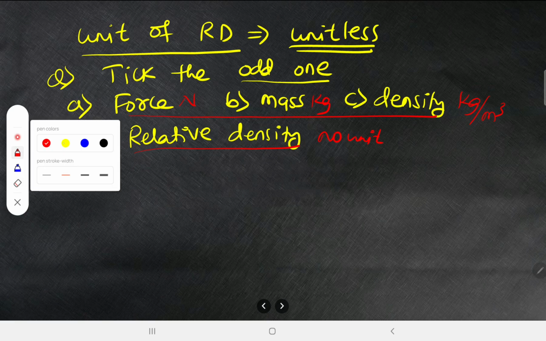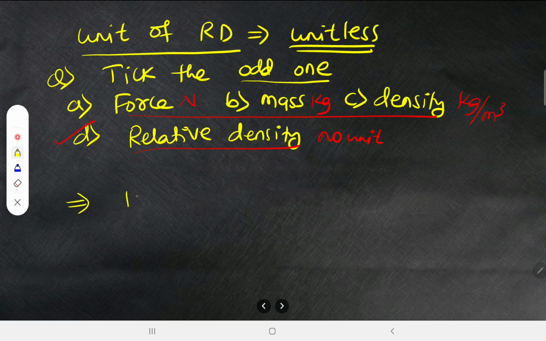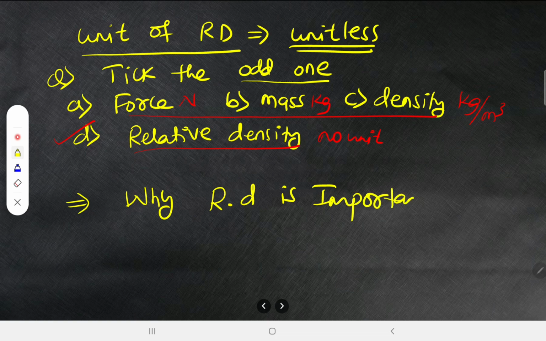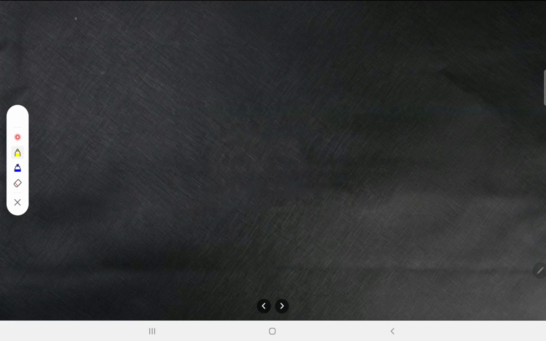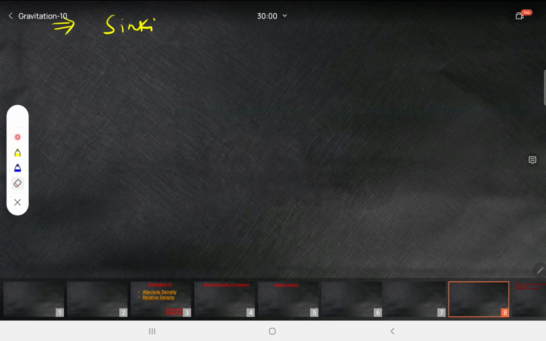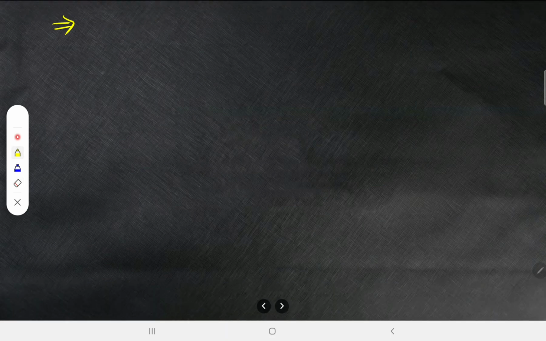Alright, coming back to the main point, why is relative density very important? Alright, there are so many materials, right? So why has this concept become important? Let us see. For example, some materials will be sinking in water, right? Some materials sink in water. Okay, let me write it completely here so that you understand it. Some material sink in water.